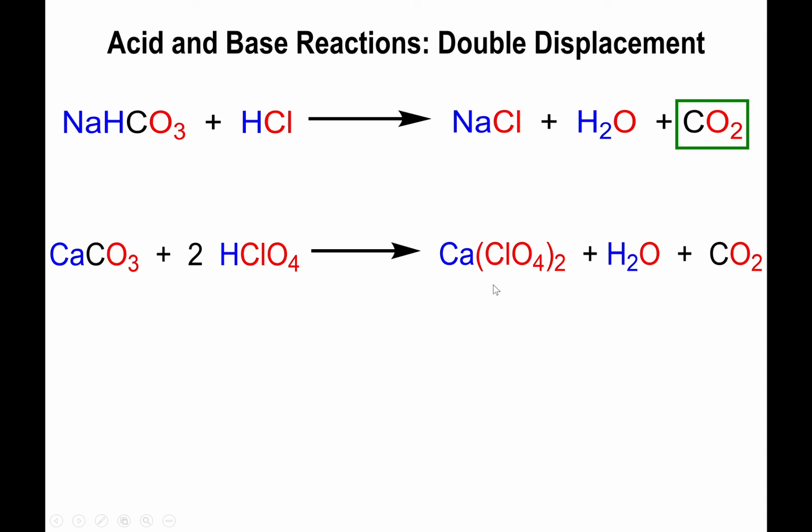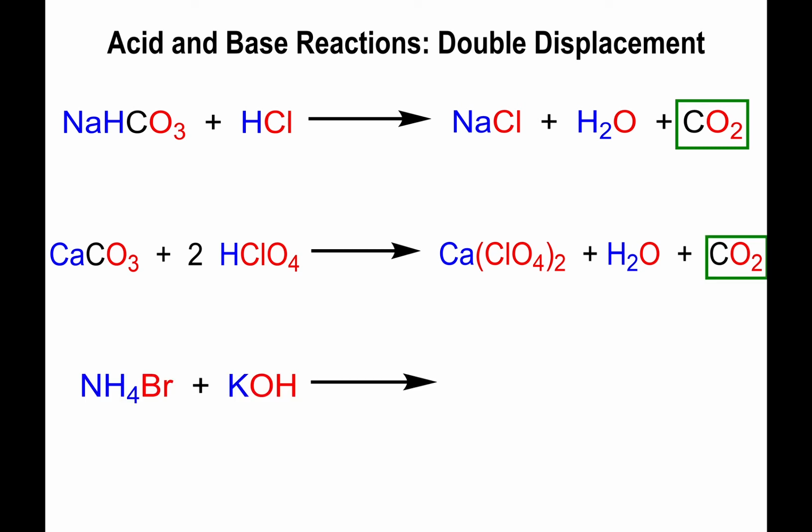So hydrogen carbonate and carbonate in combination with an acid will give you water and CO2, so you have to be aware of that. The remaining species will be the salts associated with the cations and anions of the components.